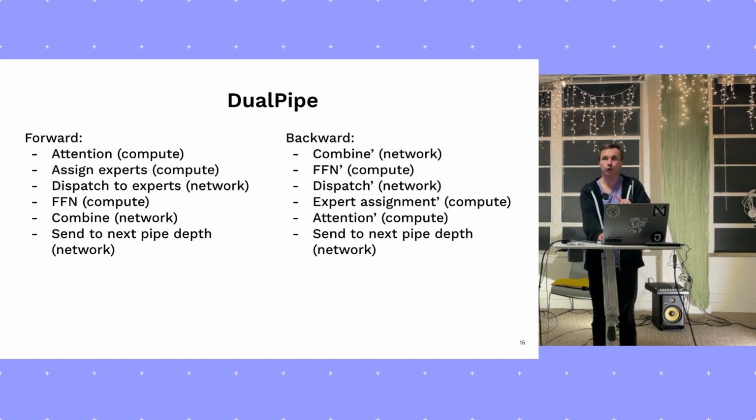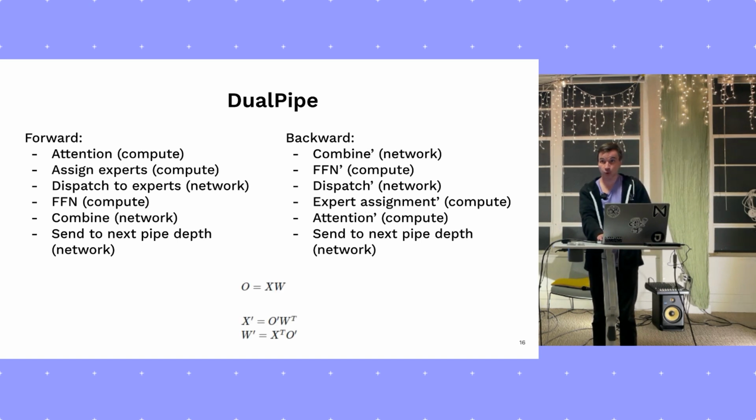And on the backward, you do all of those in reverse, right? So combine prime is dispatch. Now you have the output gradient coming in, and you need to send it back to the experts, right? So the derivative of combine is dispatch. So combine prime is dispatch, FFN, dispatch prime, which is combine, expert assignment, backward attention. Okay.